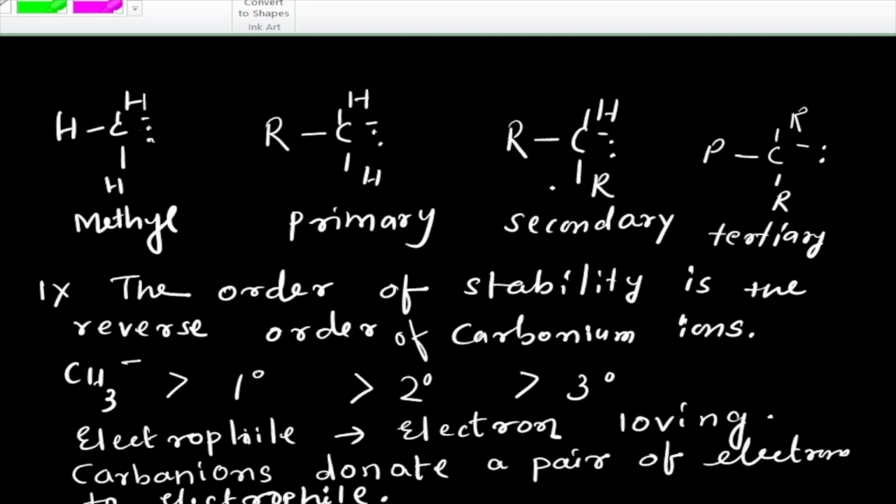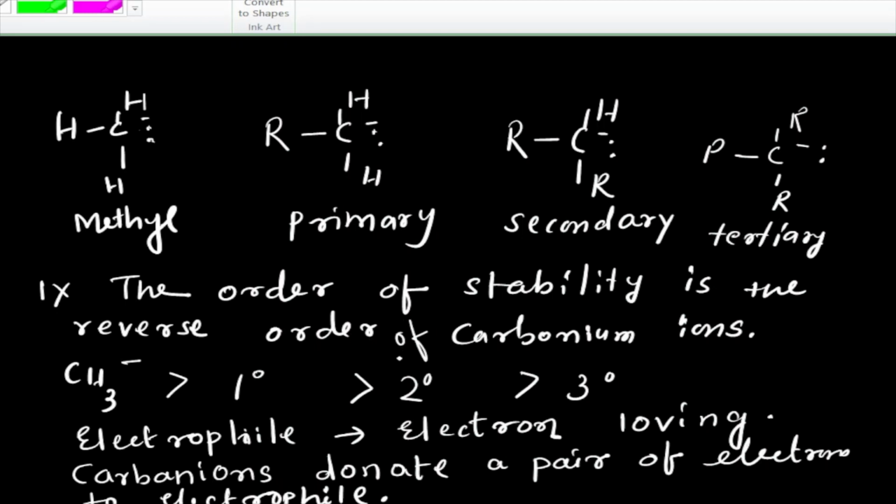And then secondary, 2 are attached, and 3 attached is tertiary. If 1 is attached to the carbon with the negative charge, that is primary. And now instead of R it is hydrogen, that is also primary, but it's called ethyl carbanion. Primary carbanion, secondary carbanion, tertiary carbanion. The order of stability, how?